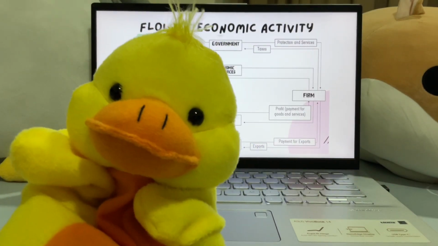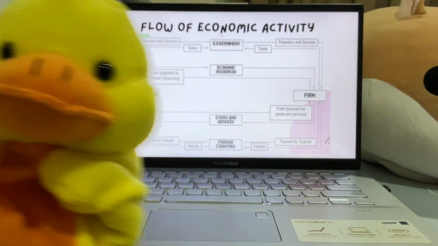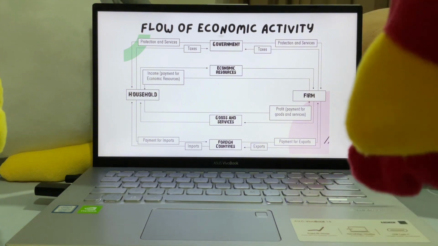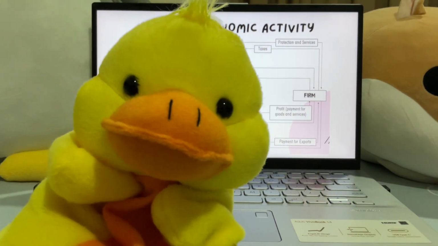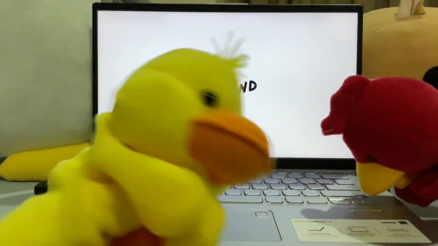Here's a diagram that shows the flow of economic activity. You can take 5 seconds to take a screenshot. Now let's move on to our next subtopic, demand.